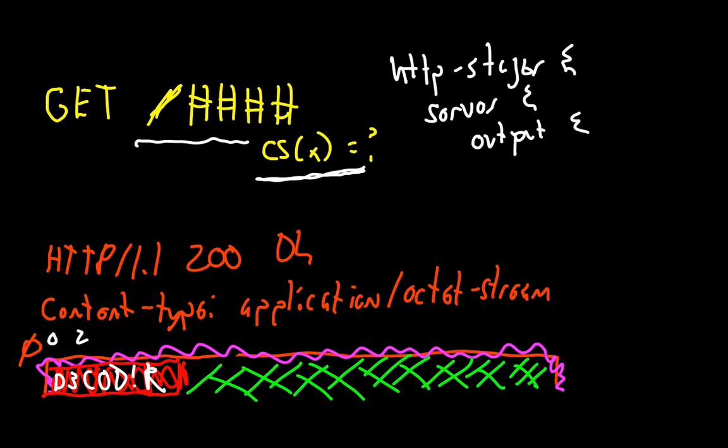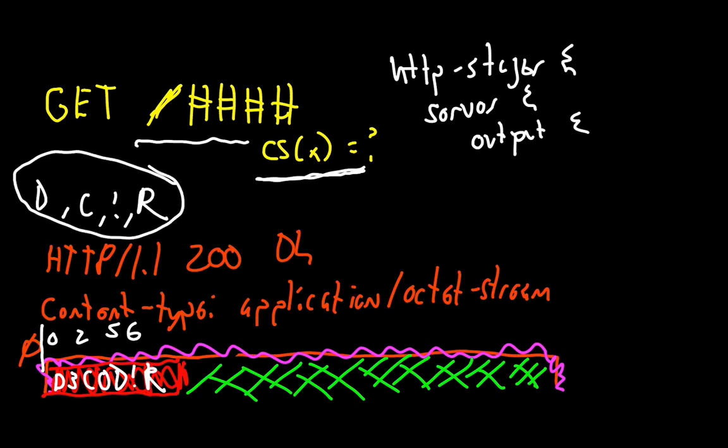So 0, 1, 2, 3, 4, 5, 6. If I were writing a signature against this, I would say if the byte at offset 0 is value D, and the byte at offset 2 is value C, and the byte at offset 5 is an exclamation point, and the byte at offset 6 is R, I might conclude this is the Cobalt Strike staging protocol.